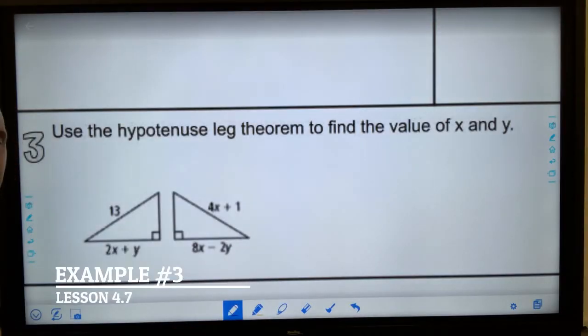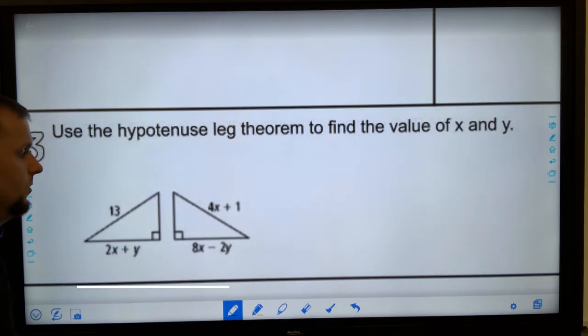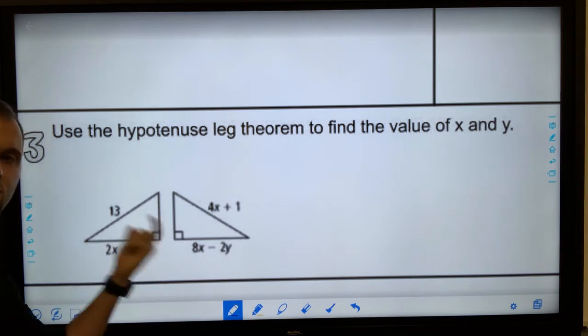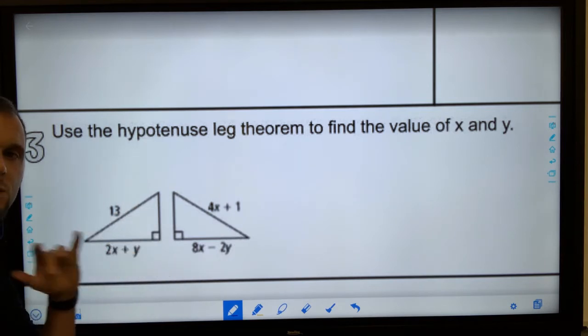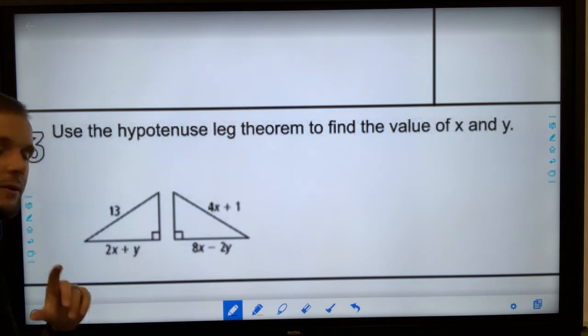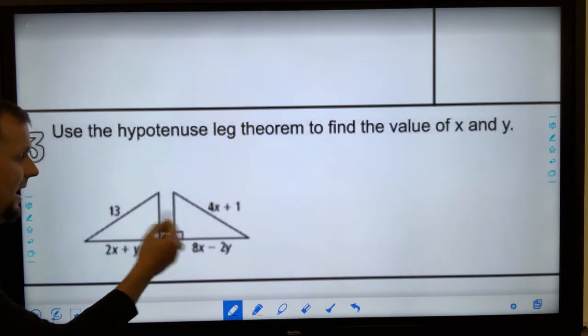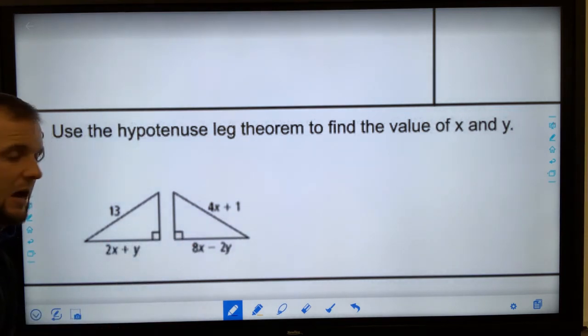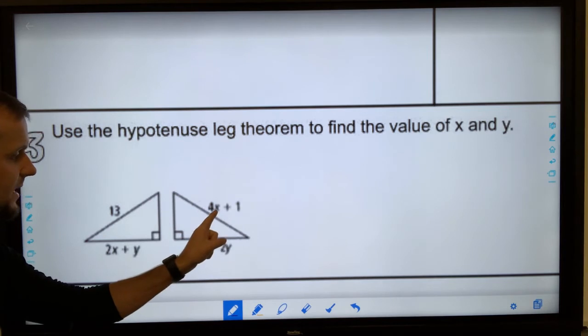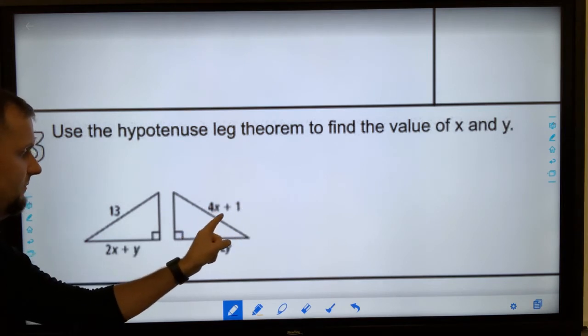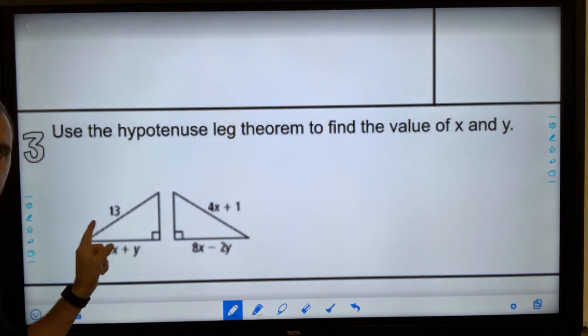Okay, and so lastly on number 3, it says use the hypotenuse-leg theorem to find the value of x and y. So right now we are trying to find the value of x that is going to make both of these triangles congruent by the hypotenuse-leg theorem, okay? Since this is a right triangle, they both have right angles, my hypotenuses have to be congruent. So I need to find the value of x that is going to make this equal the same value as the hypotenuse of this line, which is 13.